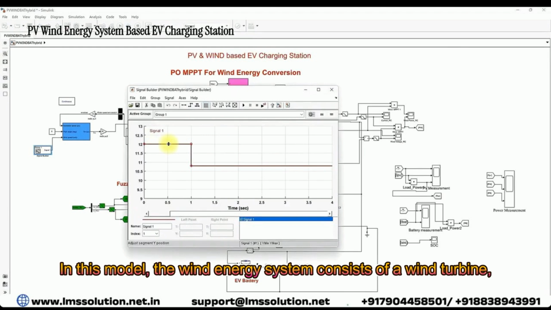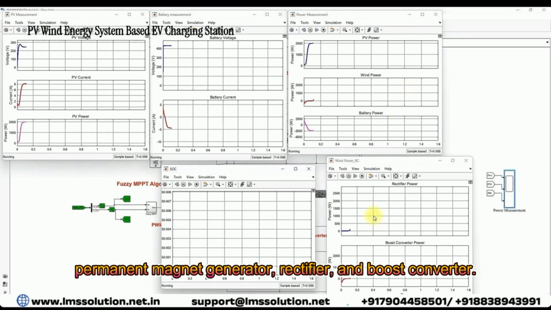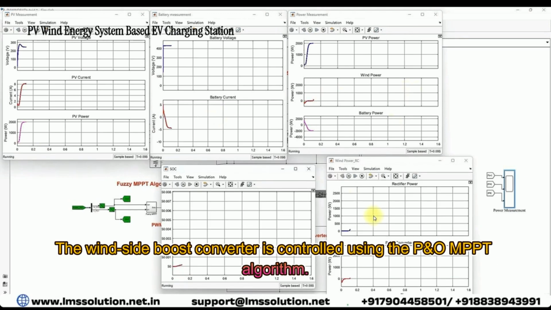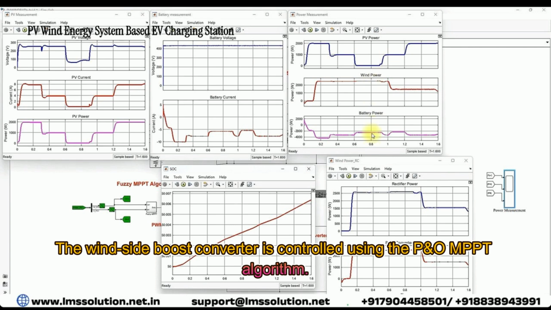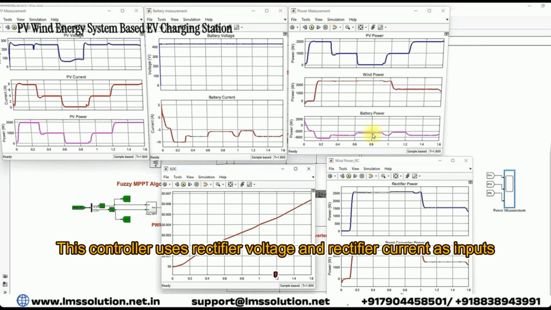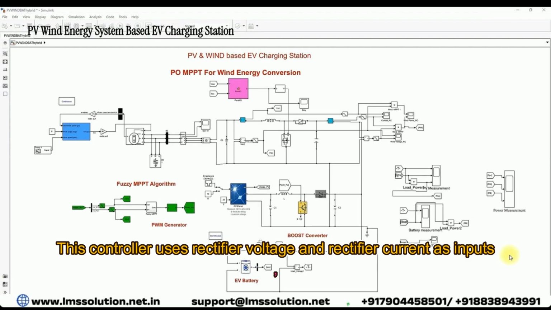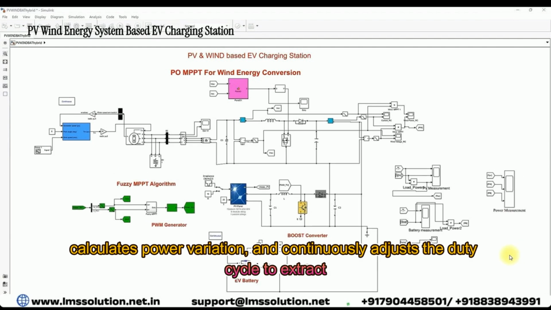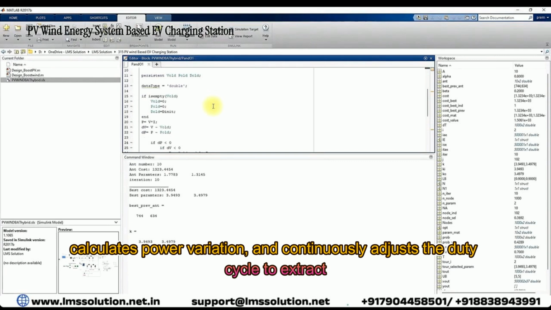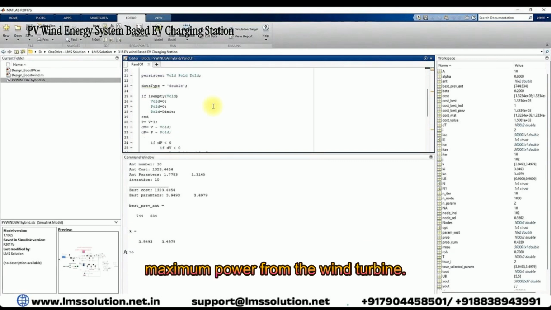In this model, the wind energy system consists of a wind turbine, permanent magnet generator, rectifier, and boost converter. The wind side boost converter is controlled using the P&O MPPT algorithm. This controller uses rectifier voltage and rectifier current as inputs, calculates power variation, and continuously adjusts the duty cycle to extract maximum power from the wind turbine.